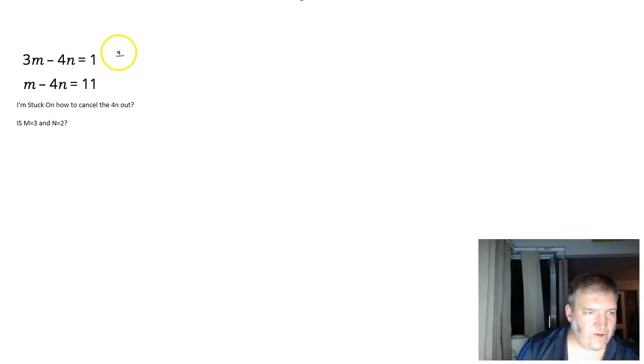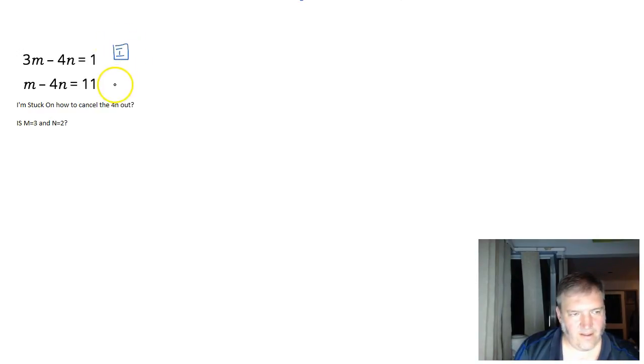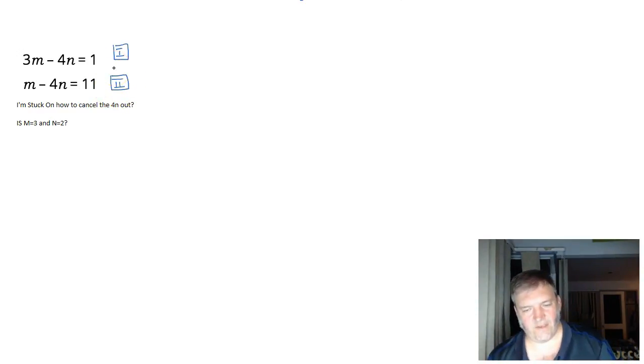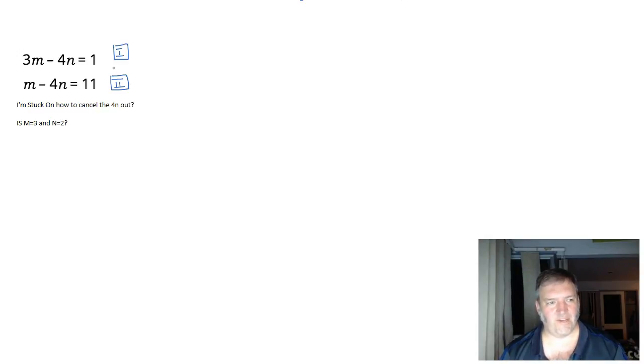We're going to label our two equations. This is equation 1. This is equation 2. And I need to rearrange one of the equations so that one of the letters is on its own. It's called making it the subject. Obviously, the easiest one to rearrange here would be the second equation. I could get m on its own.